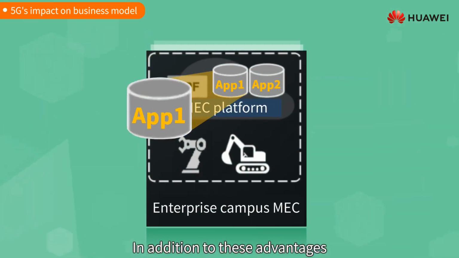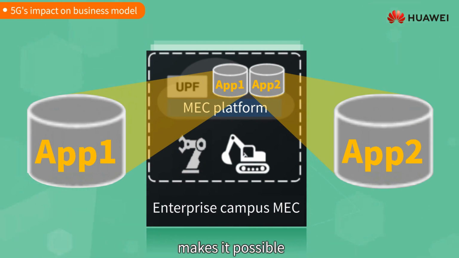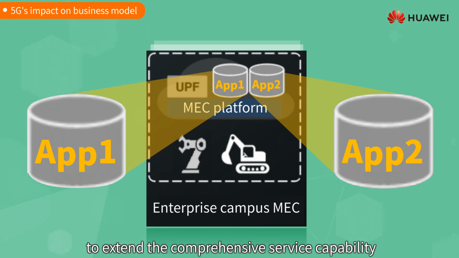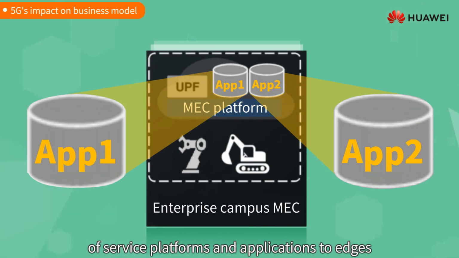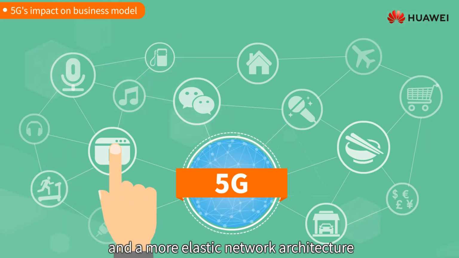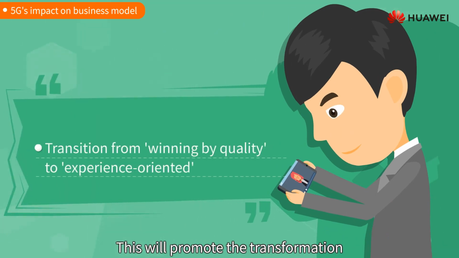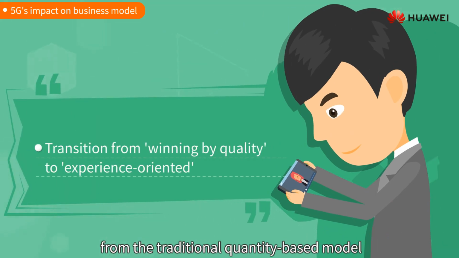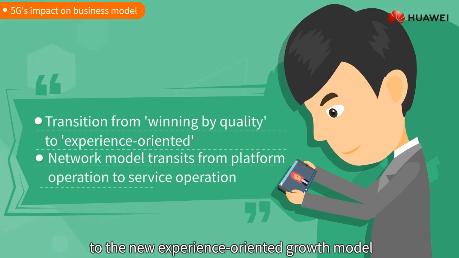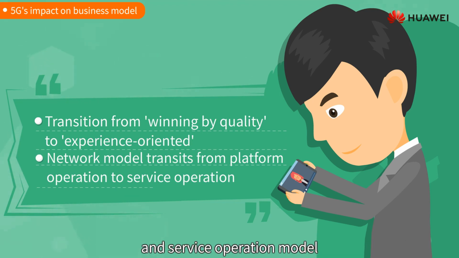In addition to these advantages, the separation of the control plane and user plane on 5G networks makes it possible to extend the comprehensive service capability of service platforms and applications to edges. In general, more flexible and unified air interface technologies and more elastic network architecture make network customization possible. This will promote the transformation from the traditional quantity-based model to the new experience-oriented growth model, and from the network model to the platform operation model and service operation model.